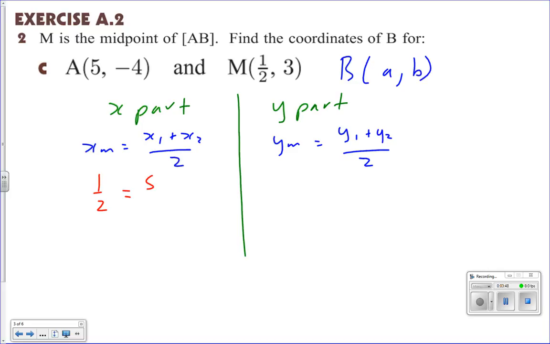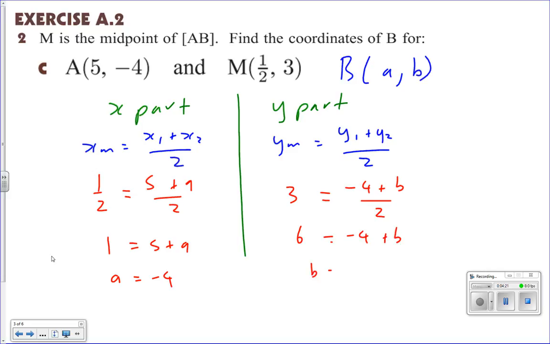Solving for our X part, our midpoint is going to be a half, equals X1, which is 5, plus A, over 2. Timesing by 2, it's going to give us 1. Half times 2 is 1. It's 5 plus A, so A is going to be equal to negative 4, because 1 take 5 is negative 4. So here we're going to have 3 equals (negative 4 plus B) over 2. So we're going to have 6 equals negative 4 plus B. And so B is going to be equal to 10. So point B is going to be (negative 4, 10).